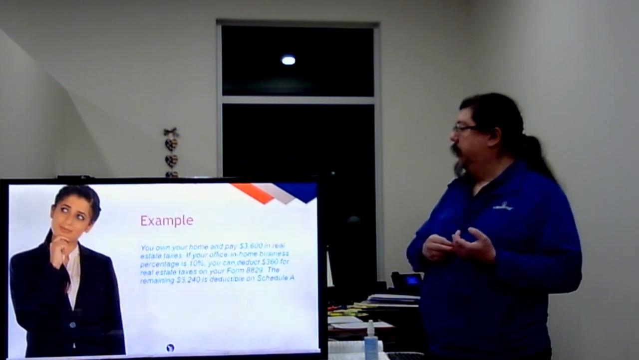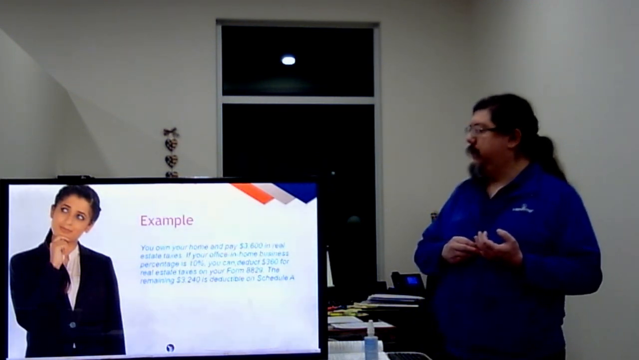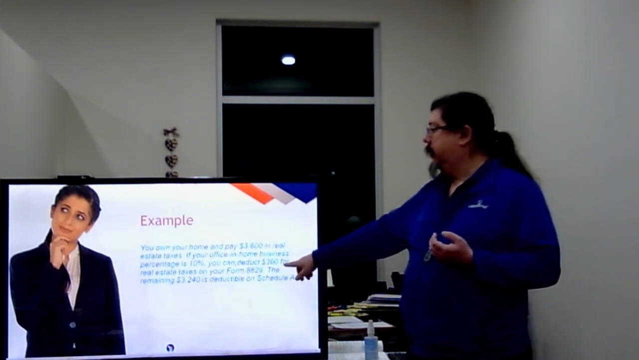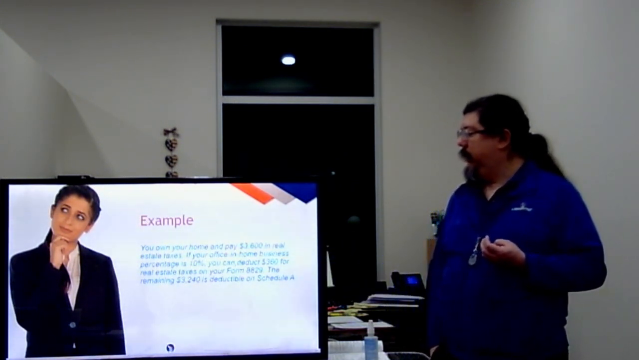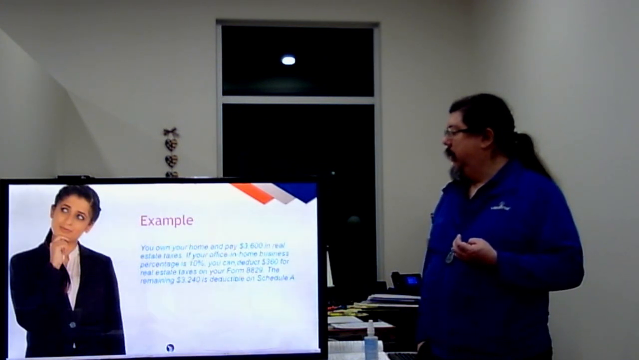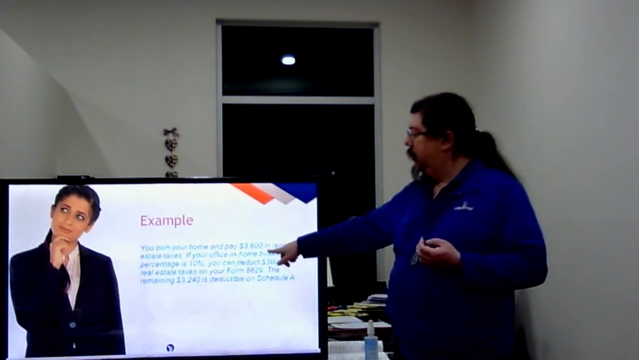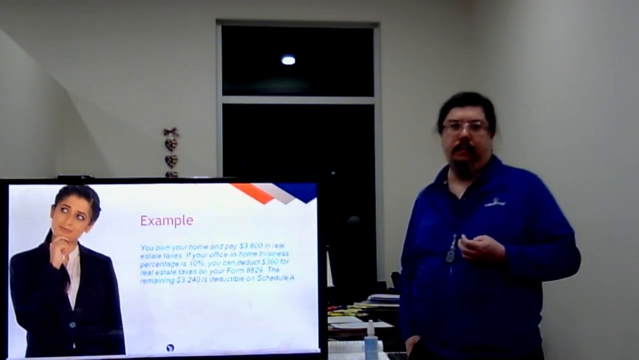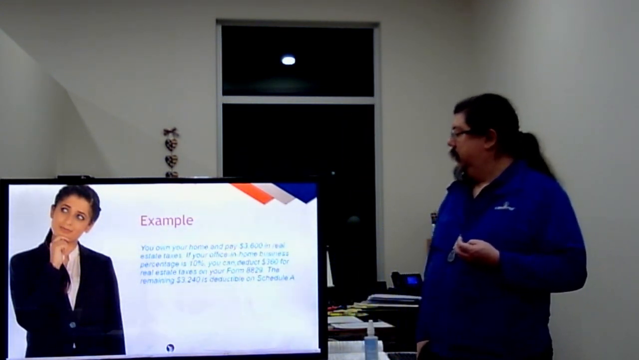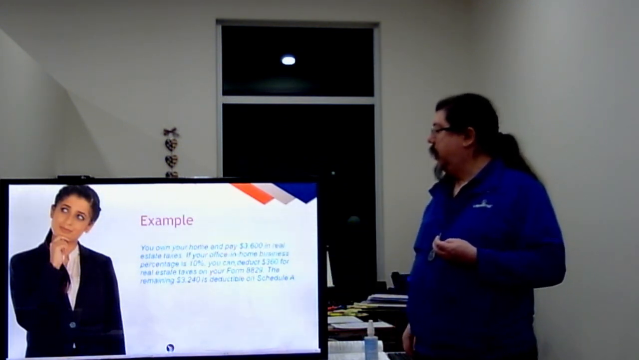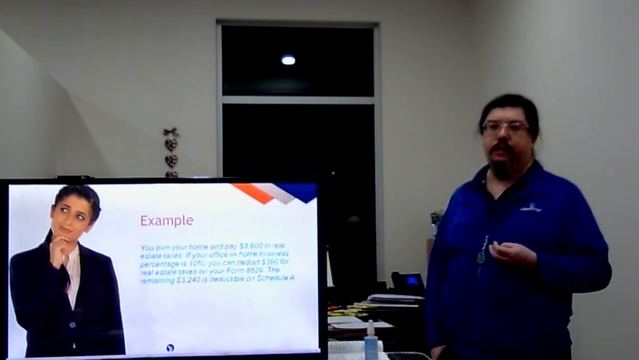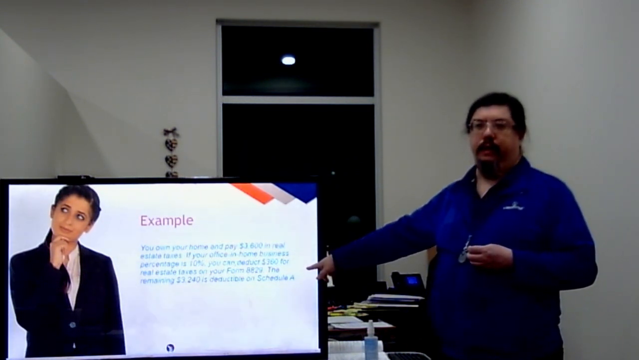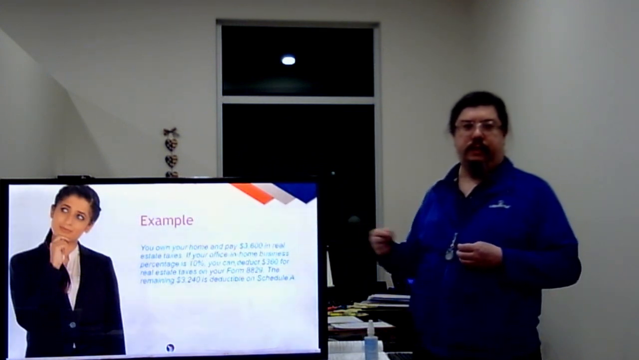If you own your home and you pay $3,600 in property taxes, and your business use percentage is 10%, then you can deduct $360 on Form 8829, and that means only the non-business part is going to go to Schedule A. So if, in addition to her $3,600 in property taxes, she also had $10,000 in mortgage interest, she would also deduct $1,000 on Form 8829, and the other $9,000 would go to Schedule A.